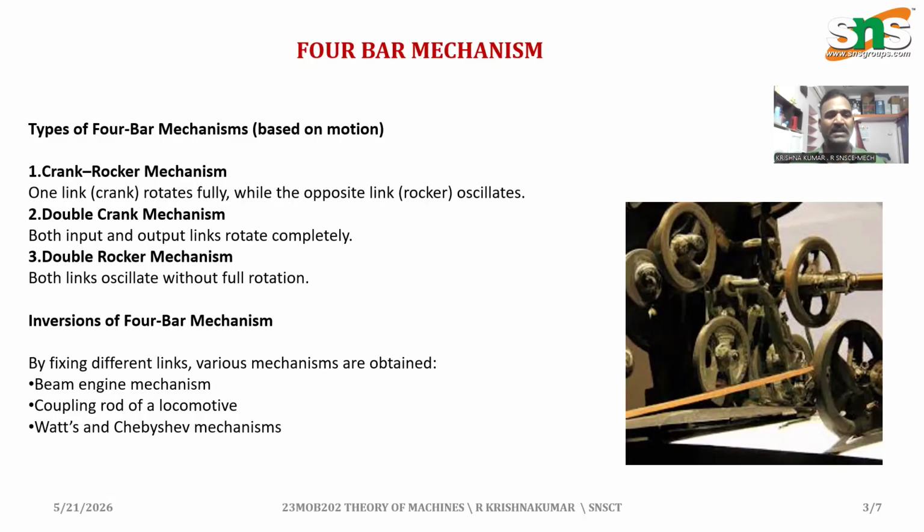Crank rocker mechanism: one link, the crank, rotates fully, while the opposite link, the rocker, oscillates. Double crank mechanism: both input and output links rotate completely. Double rocker mechanism: both links oscillate without full rotation. Inversion of the 4-bar mechanism: by fixing different links, various mechanisms are obtained. Examples are the beam engine mechanism, the coupling rod of a locomotive, and Watt's mechanism.